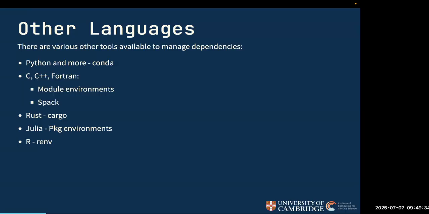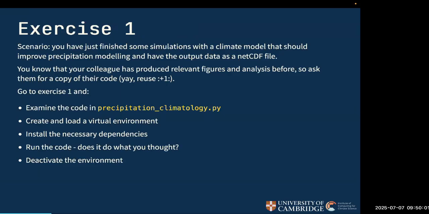Finally, for those developing in Rust, there's very good inbuilt package management with Cargo. Julia aficionados, I believe there are package environments, though I would point you to Adeleke at the back to discuss that a bit more. And then finally, if you're working in R, they have a similar system to Python, but as is sort of the trend with R, everything has to start with an R, so it's the renv system. So that brings us on to exercise 1.